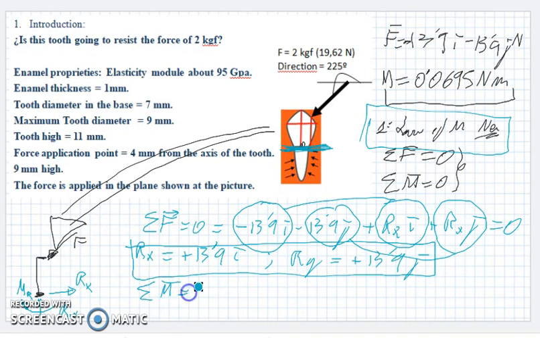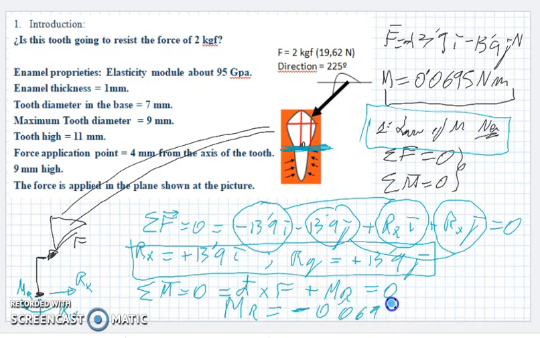It happens the same with the moments. All the moments added must be zero. So it means that the moment produced by this force, which is distance multiplied by force, plus the moment reaction must be 0. Then the only possibility for that is that the moment reaction is going to be minus 0.0695 newton meters.